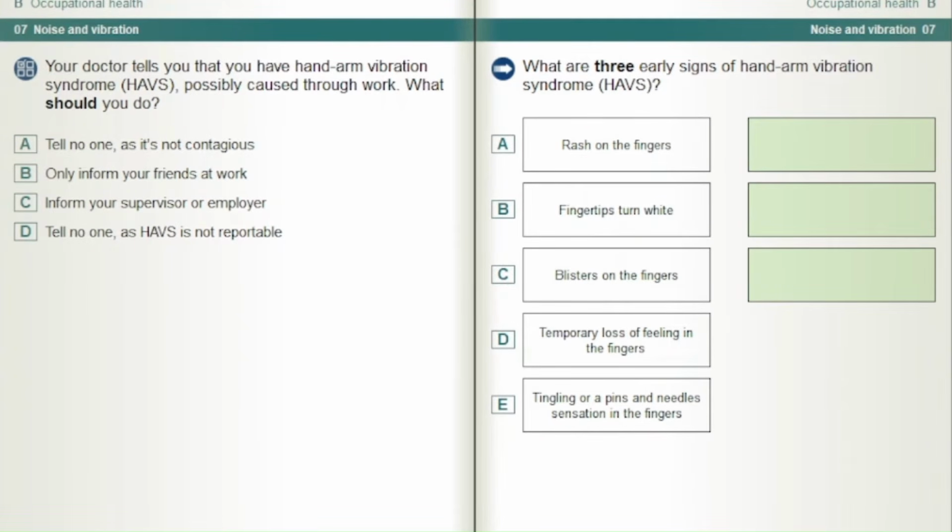What are 3 early signs of hand-arm vibration syndrome, HAVS? Rash on the fingers. Fingertips turn white. Blisters on the fingers. Temporary loss of feeling in the fingers. Tingling or a pins and needles sensation in the fingers.